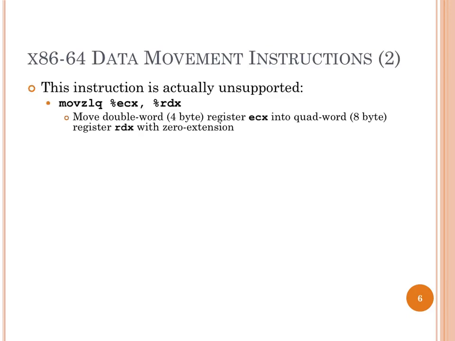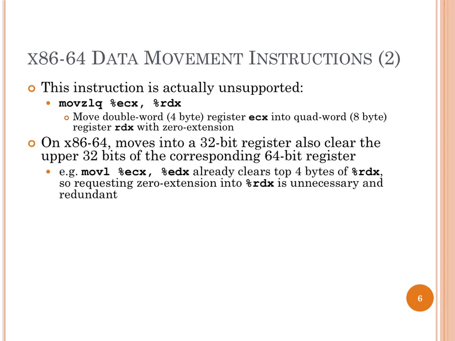Let's see. This instruction, what do we have here? Move with 0 extension from a 4-byte value into an 8-byte value. So we're moving ECX into RDX. This is not supported, which seems a little bizarre and baroque, or maybe just broke, but there's a really good reason. x86-64 does something really nice for you.